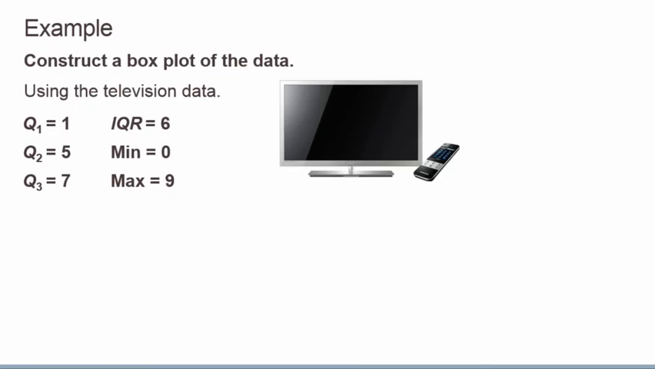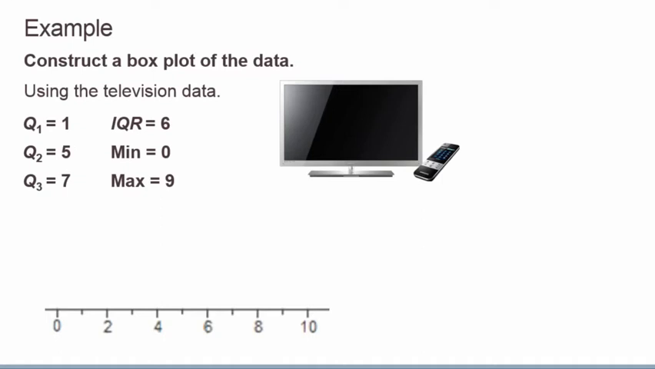Example, construct a box plot. We're still using our television data, the same quartiles, max and min, and IQR. The first thing we want to do is draw a number line. While I have hash marks at each number, I have only labeled the evens. I started with 0, then labeled 2, 4, 6, 8, and 10.